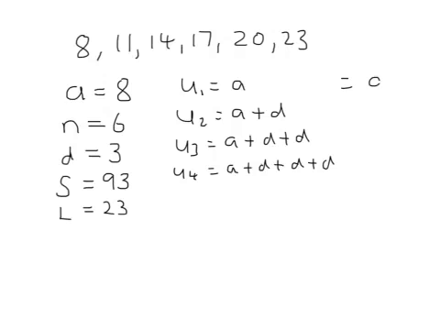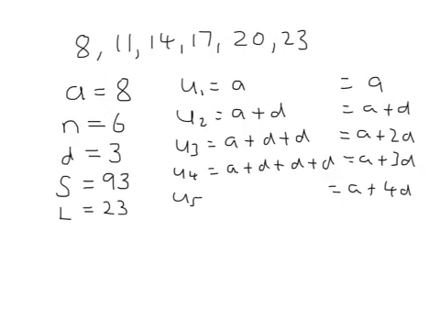So we can simplify this. That's A plus D, that's A plus 2D, that's A plus 3D, so U5 is A plus 4D, and U6 is A plus 5D. And it's worth paying careful attention to the fact that the sixth term has got 5 differences added to it. The second term has got 1 difference added to it. So generally speaking, the nth term is A plus (n minus 1)D.